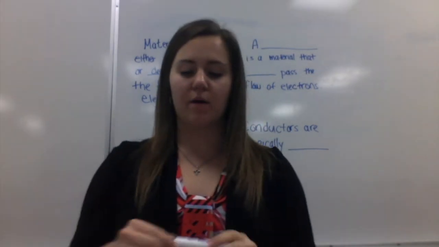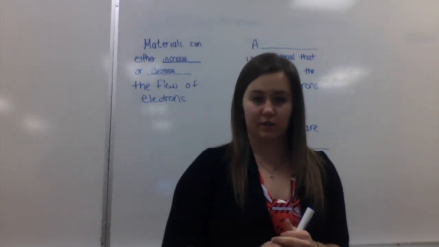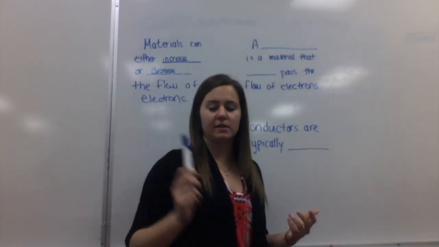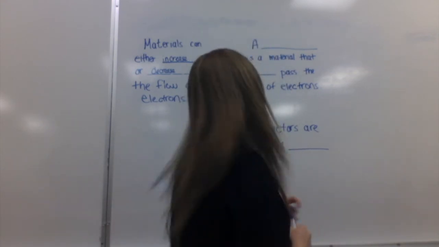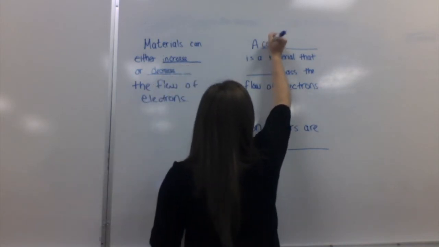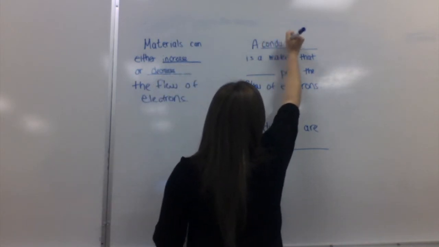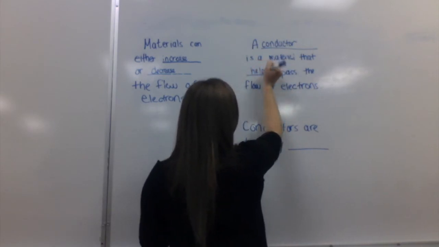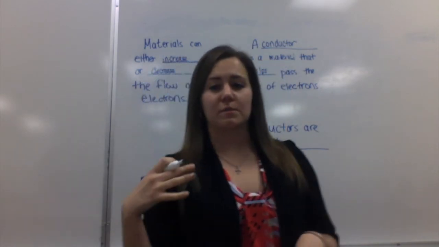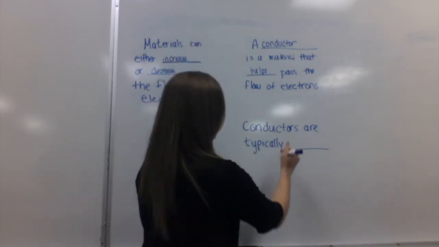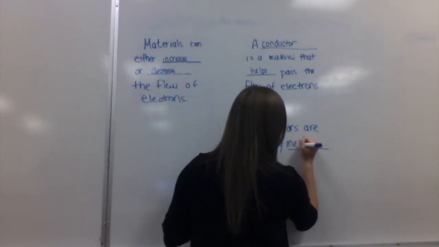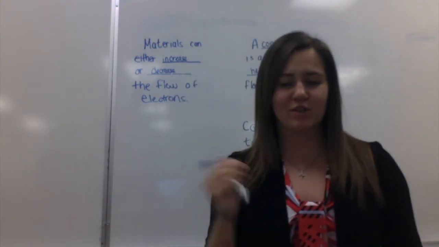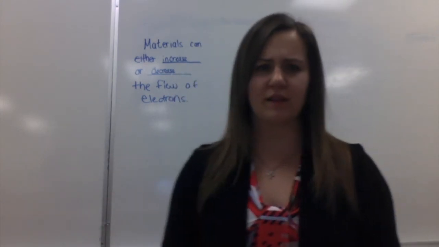Alright, so we're going to talk about what helps pass the electrons through. So that would be called a conductor. So a conductor is a material that helps pass the flow of electrons. So go ahead and fill that in. And conductors are going to be typically metal. So go ahead and pause the video and think of some things maybe around your house that would make great conductors, and go ahead and list them in your notes.